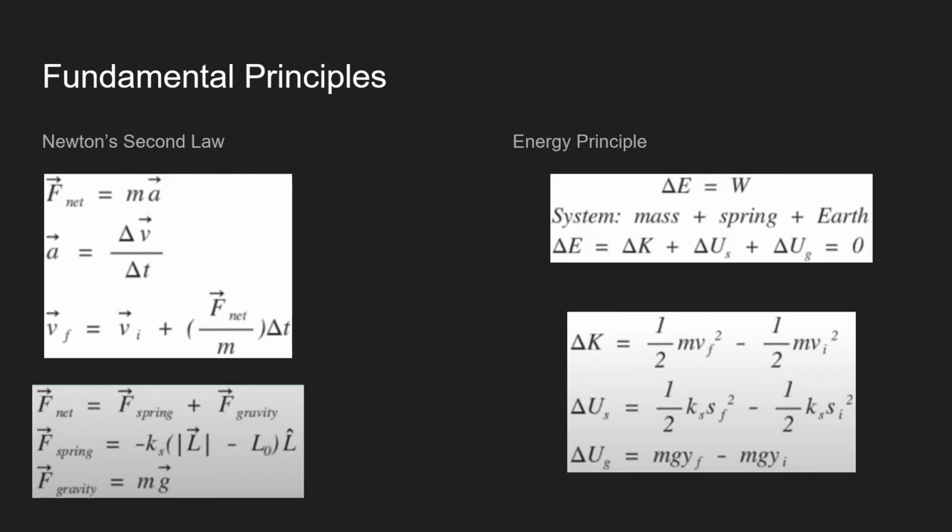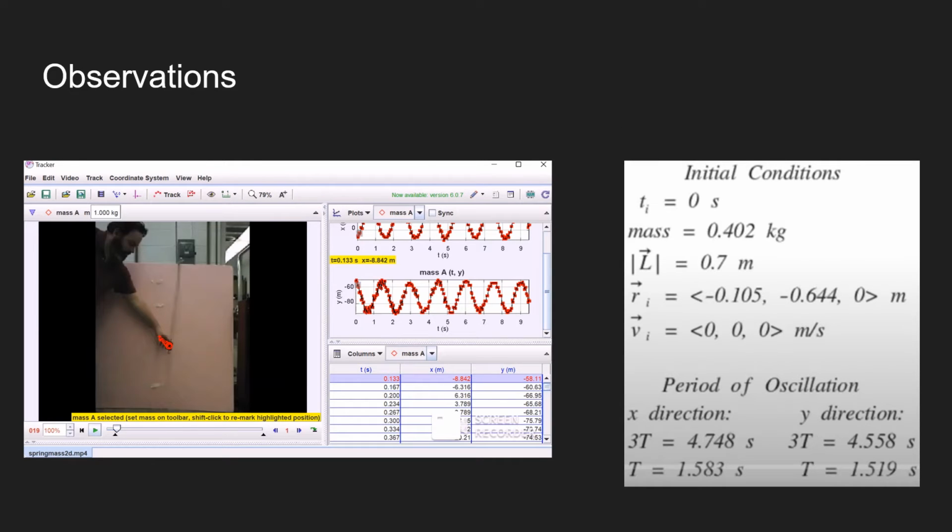We were given the mass of the object, which is 0.402 kilograms, and the initial stretch length of the spring, which is 0.7 meters. From Tracker, we obtained the x and y positions of the mass and found the initial position and initial velocity. Using the graphs, we were also able to find the period of oscillation, which is the time it takes for the mass to complete one oscillation.